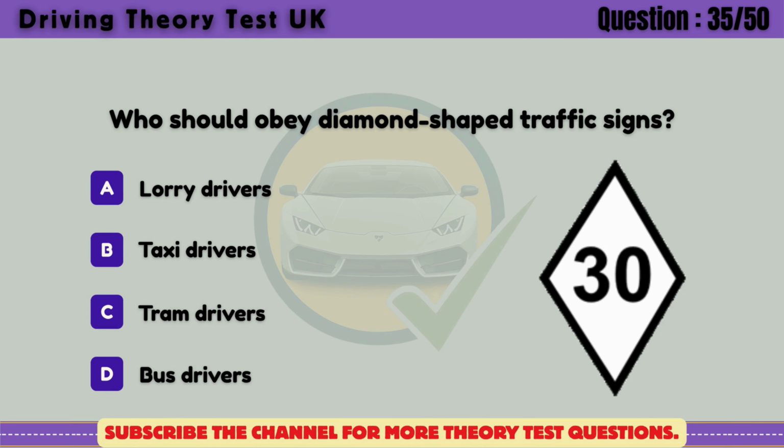Question 35. Who should obey diamond-shaped traffic signs? Option A. Lorry drivers. B. Taxi drivers. C. Tram drivers. D. Bus drivers.